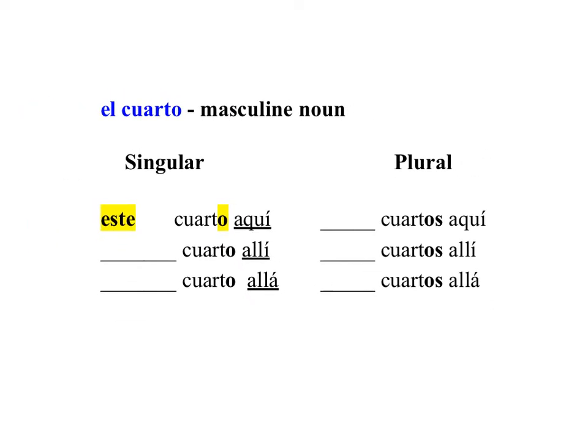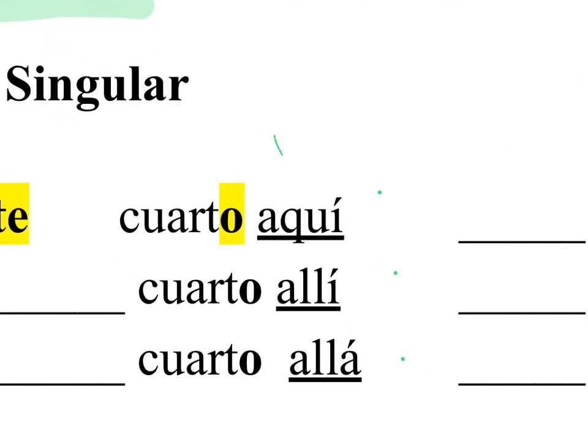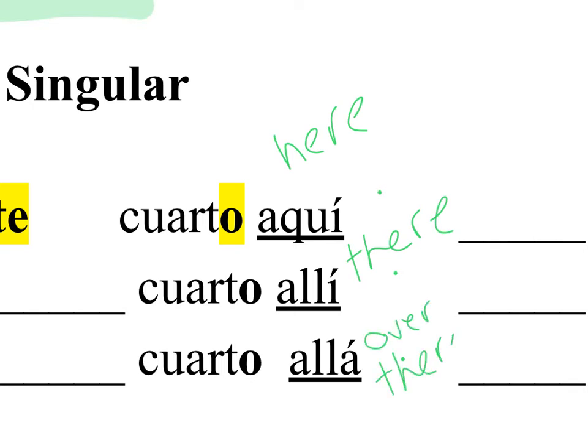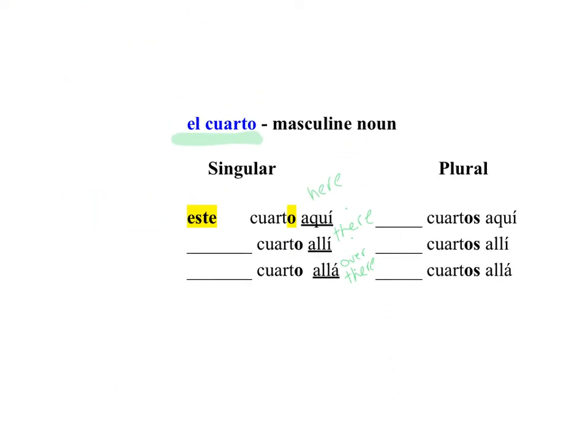So here we are. I'm just going to map out how you would see it maybe on a test or a quiz or a homework. I would give you a word such as cuarto, and you would have to fill in aquí, allí, allá. Aquí means here, allí means there, and allá means all the way over there. This one here, that one there, that one over there.